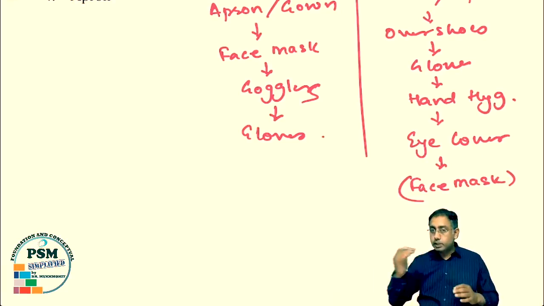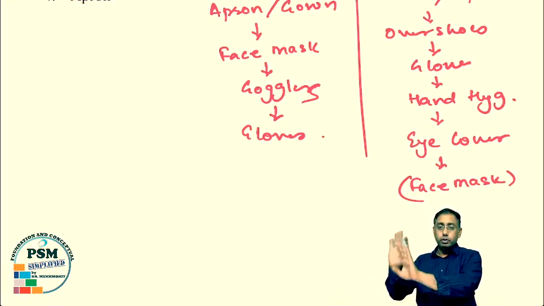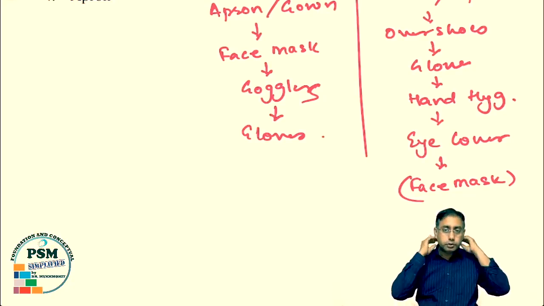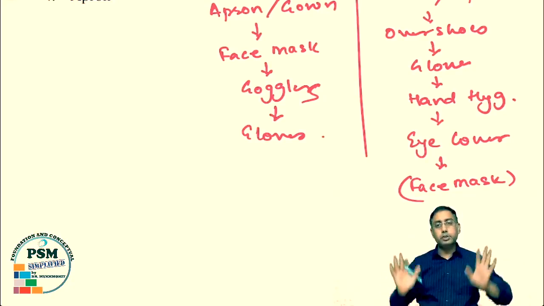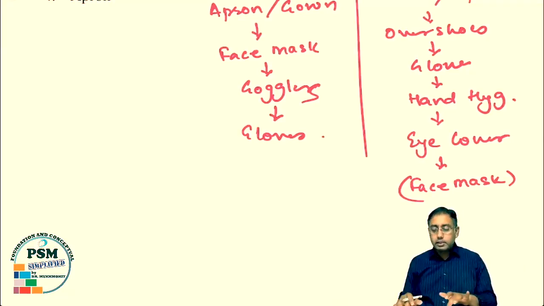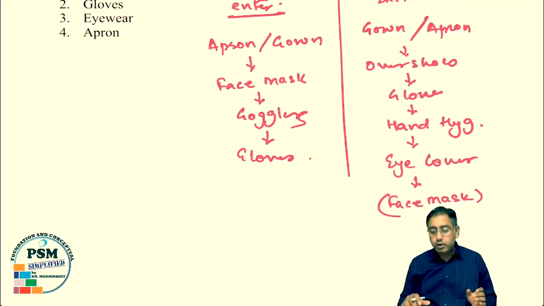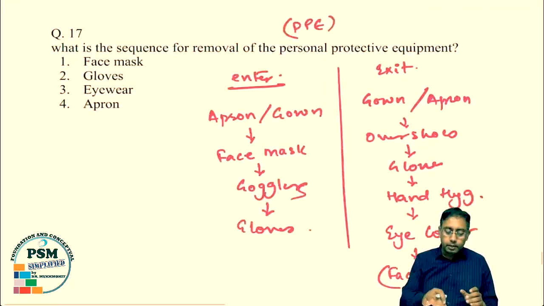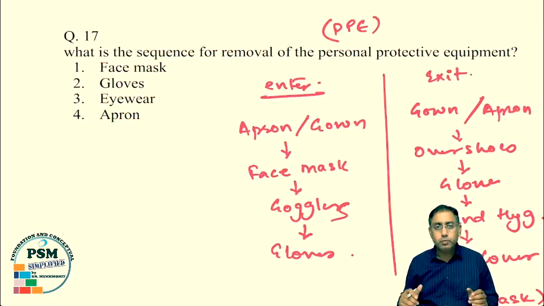You need to exit the room, close the door, and then take off the respirator. First, the lower strings should be loosened and then the upper strings. So there is a way to loosen your face mask or the respirator also. That's the way we have the CDC or the WHO guidelines for removal of the personal protective measures. So that's what this simple question was: what is the sequence for removal of the personal protective measures?